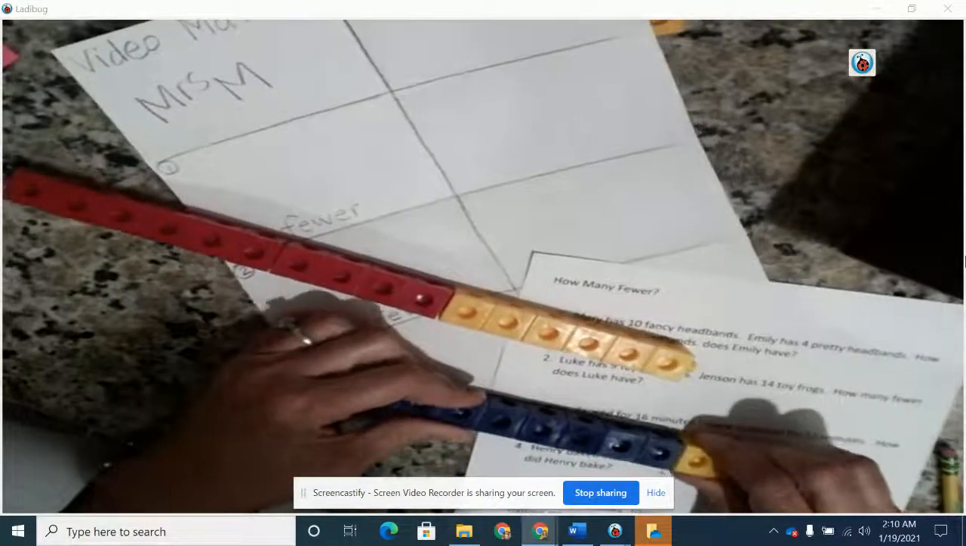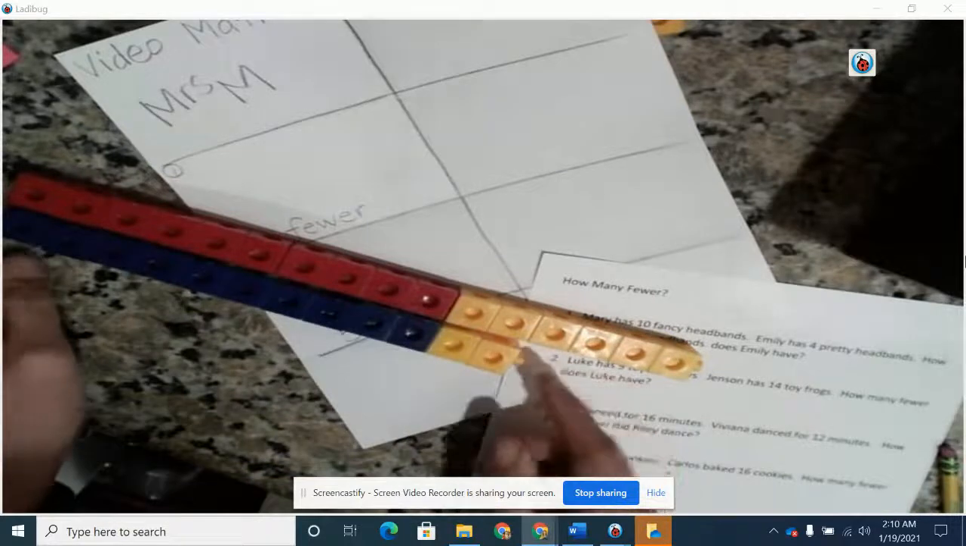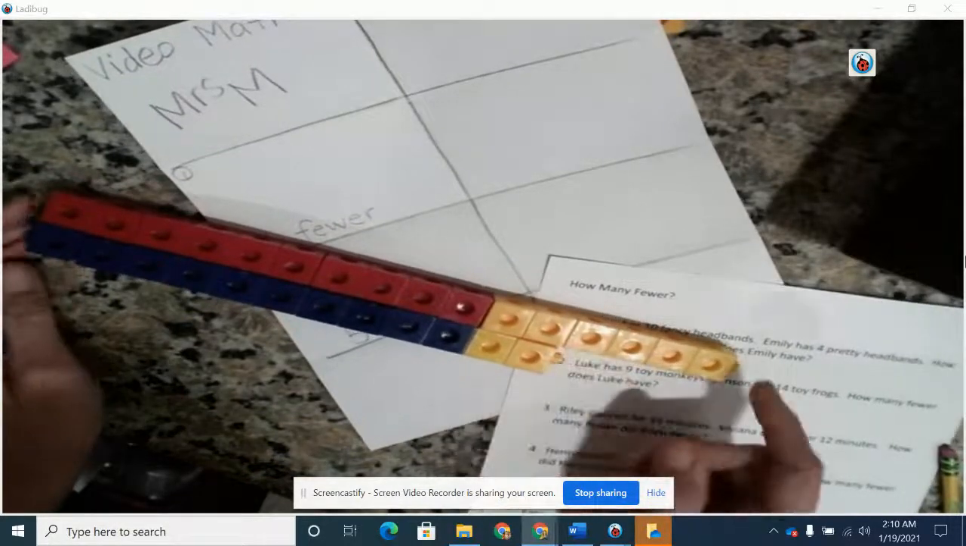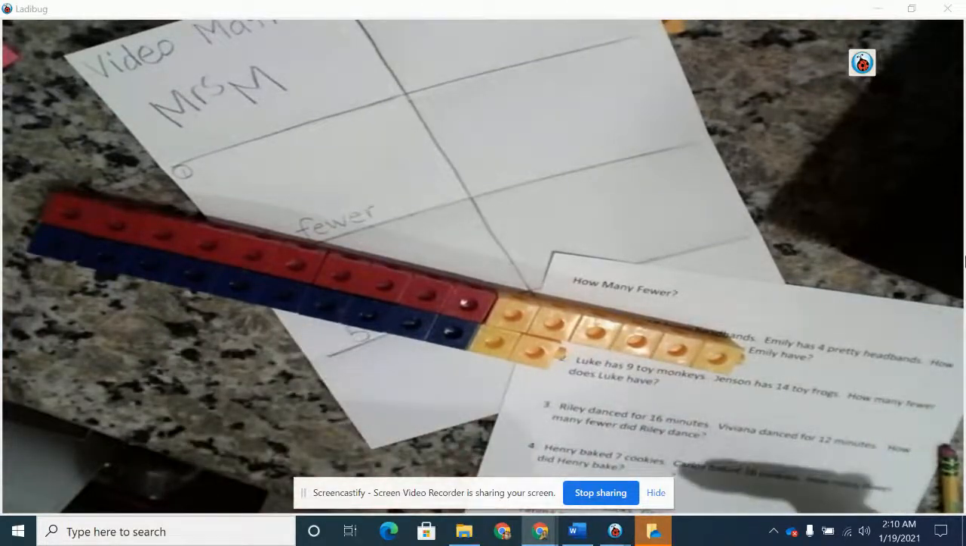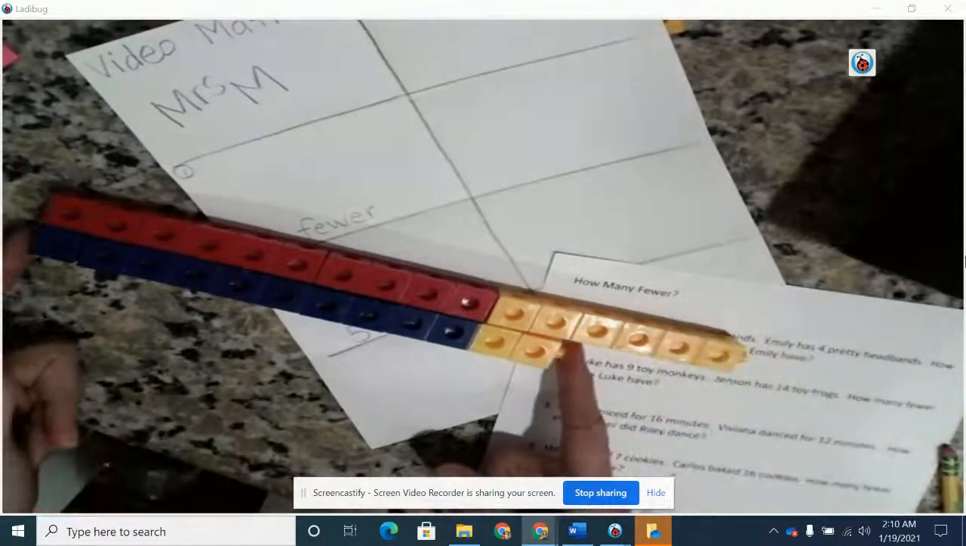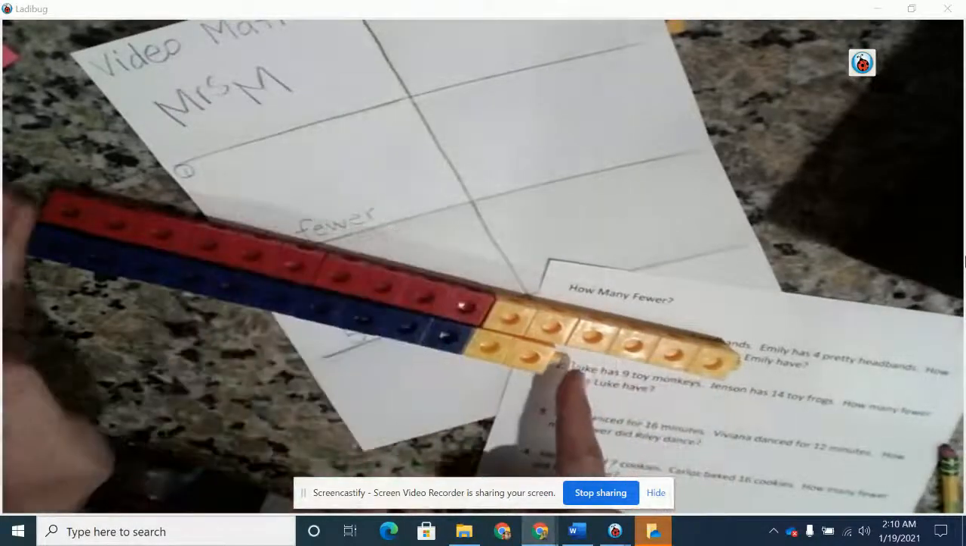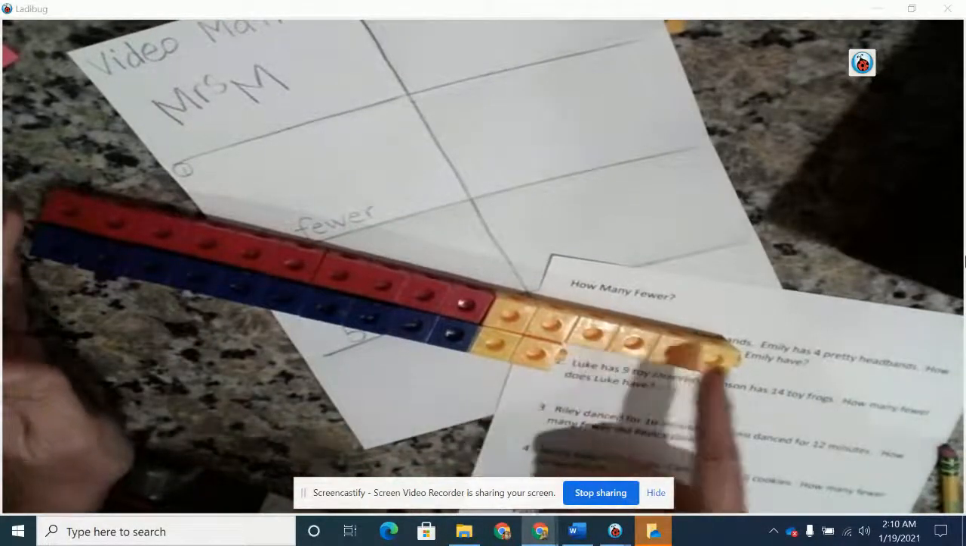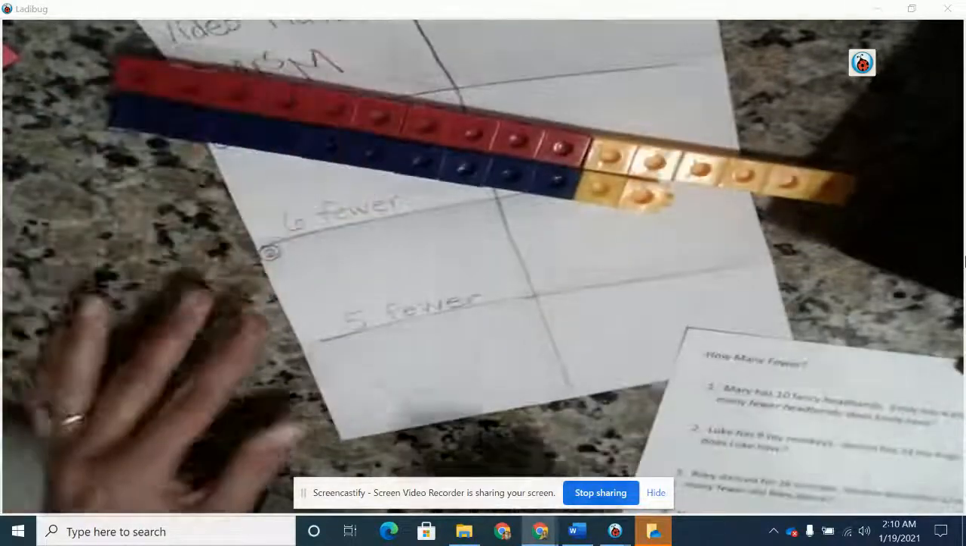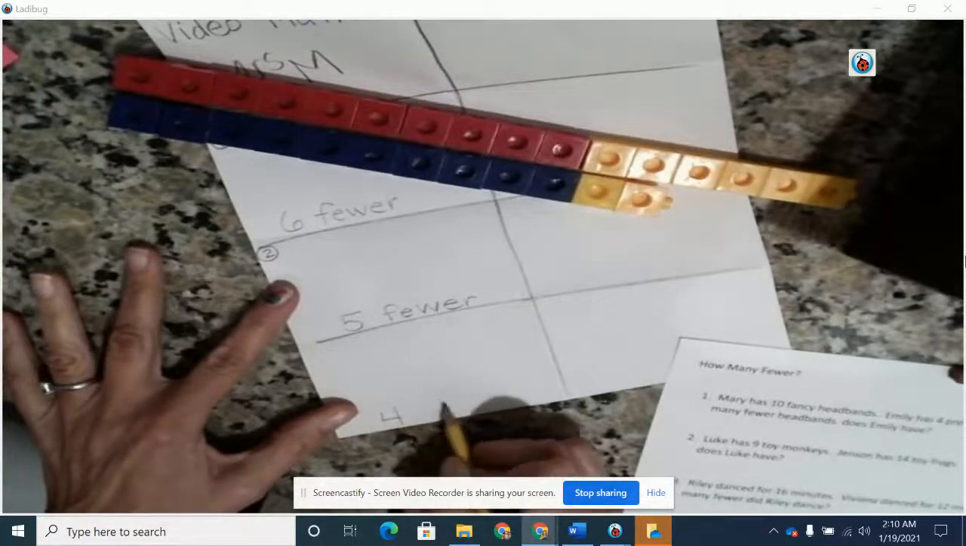And then Viviana danced for 12 minutes. I need to make sure I have 12. So I know all of my blue is 10, and I just need 2 more for 12, right? So I'm going to line those all up and see which ones don't match. That's going to tell me the difference between the 2 people. The difference between Riley's minutes of dancing and Viviana's minutes of dancing will be the ones that are not matched up. So if I match them up really well and then I go 1, 2, 3, 4, then I know I'm going to have 4 fewer.